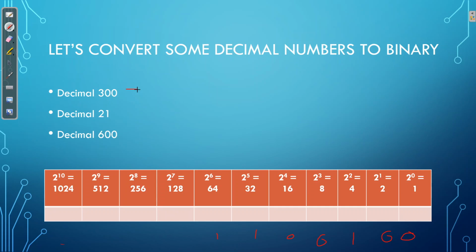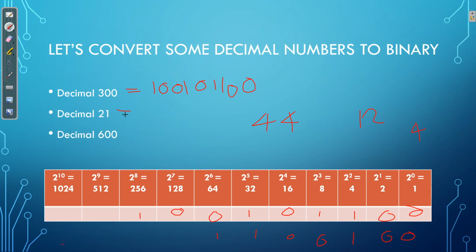Decimal 300. Okay, how would you represent that? So obviously moving from left to right, we need 256. So 300 take away 256, that is going to be 44. I don't need 128 because that doesn't fit into 44. Don't need 64. Need 32. That leaves me with 12. Don't need 16. Need 8. That leaves me with 4. I need a 4. Don't need a 2. Don't need a 1. So now 300 in binary is 1, 0, 0, 1, 0, 1, 1, 0, 0.